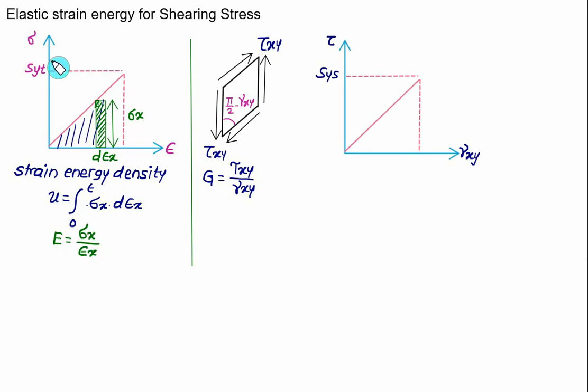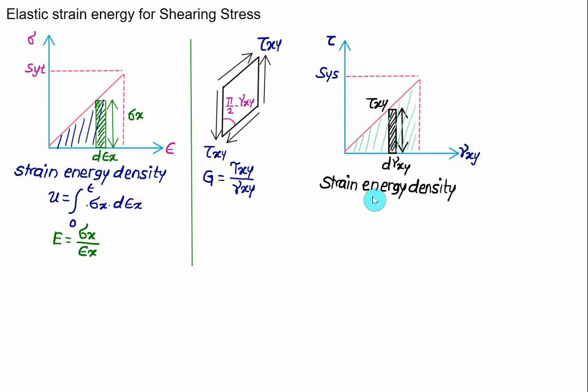Now similar to the stress versus strain diagram, if we use the shear stress versus shear strain diagram, then this area will represent the elastic strain energy for shearing stress. So almost the same concept we'll use here. We'll consider one rectangle. This rectangle has a constant width of d gamma xy, same as d epsilon x, and the height of this rectangle is tau xy.